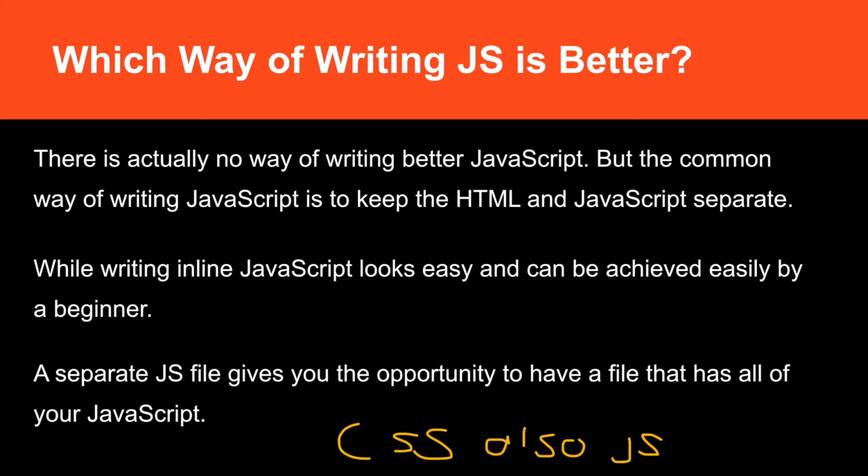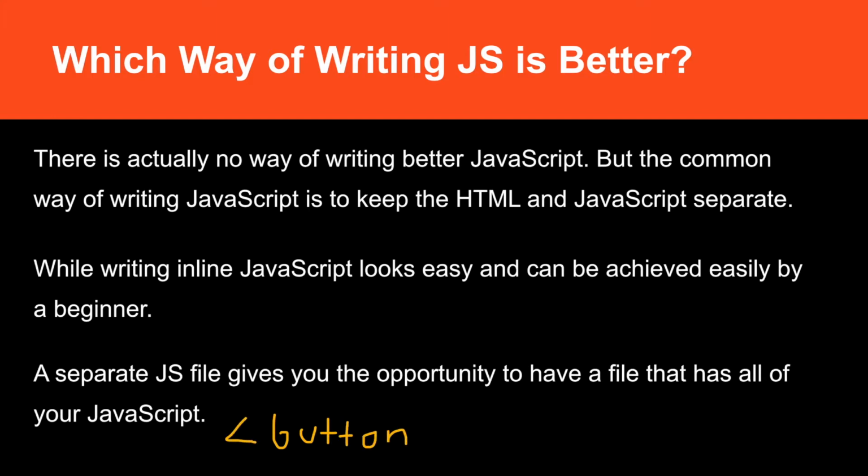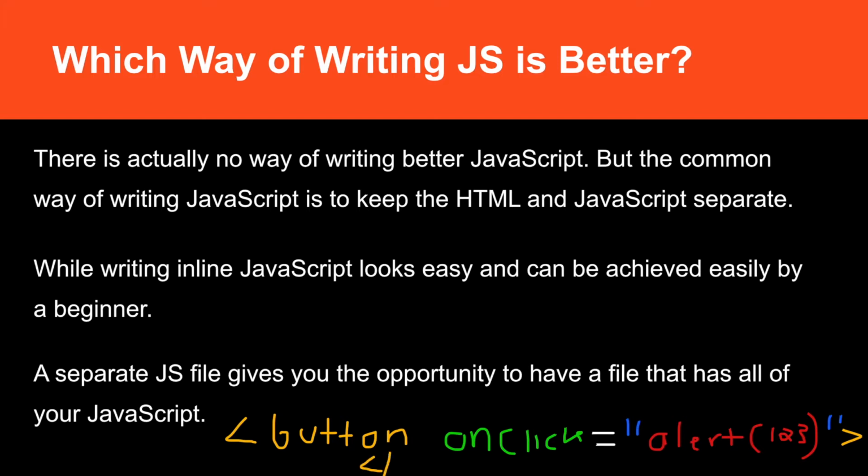Writing inline JavaScript looks easy and can be achieved easily by a beginner. Let me remind you what inline was. It was that button with that onClick, which had an equal sign, quotes, which said to alert 1, 2, 3. That is what I'm talking about. And then you'll obviously end the tag. So this is inline, and that looks a lot easier for a beginner.